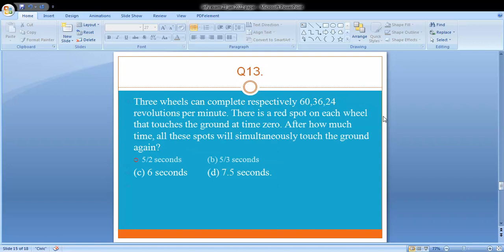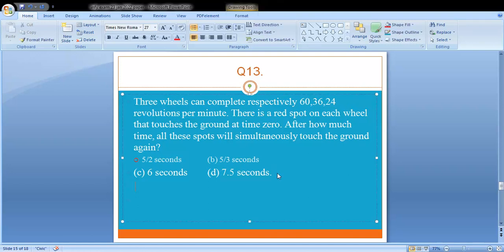Let's see the next one. Three wheels can complete respectively 60, 36, 24 revolutions per minute. It is not in seconds, per minute. There is a red spot on each wheel that touches the ground at time zero. After how much time will all these spots simultaneously touch the ground again? That is nothing but you have to take the LCM of the numbers, dear students.